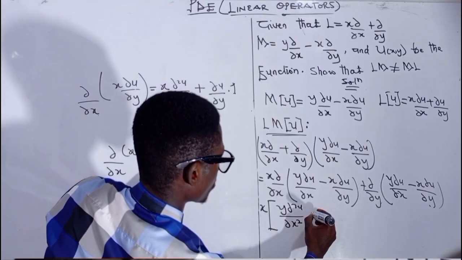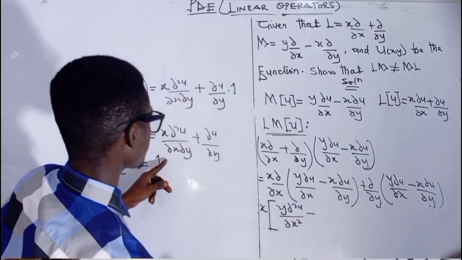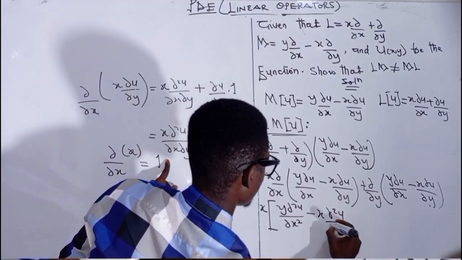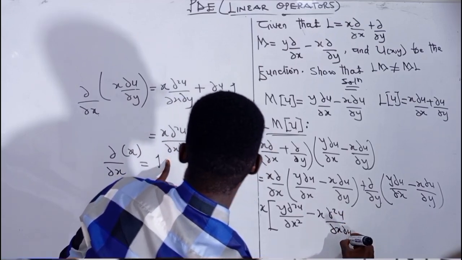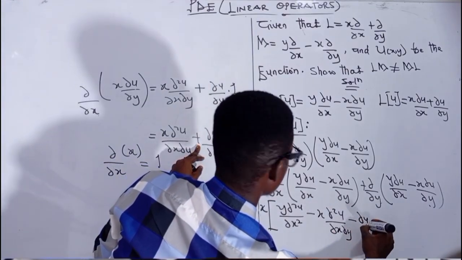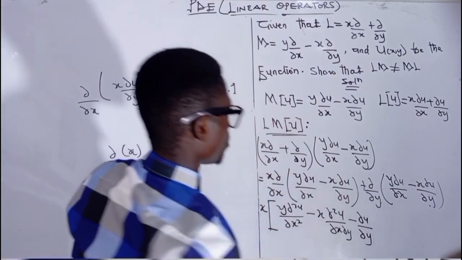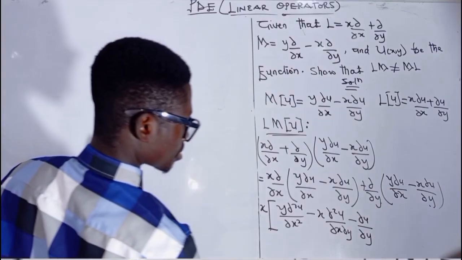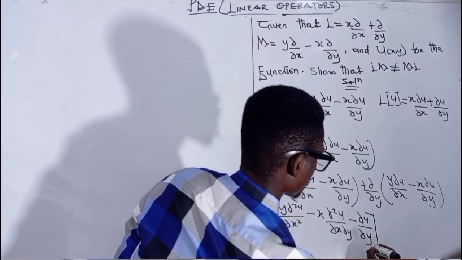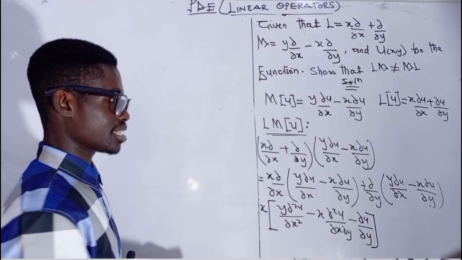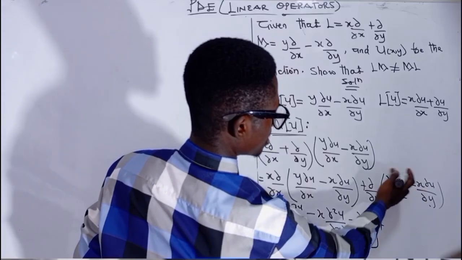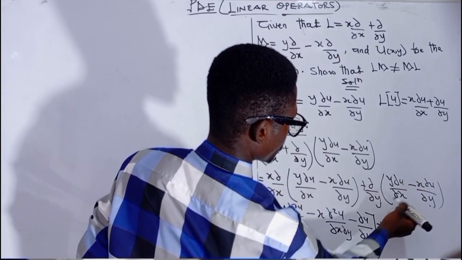So we have minus x ∂²u/∂x∂y. Then we have minus ∂u/∂y. So we are done with the first bracket. Let's look at the second bracket. So we have plus. We are differentiating this function with respect to what?